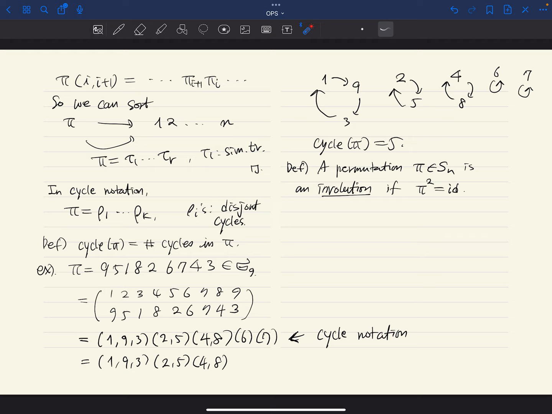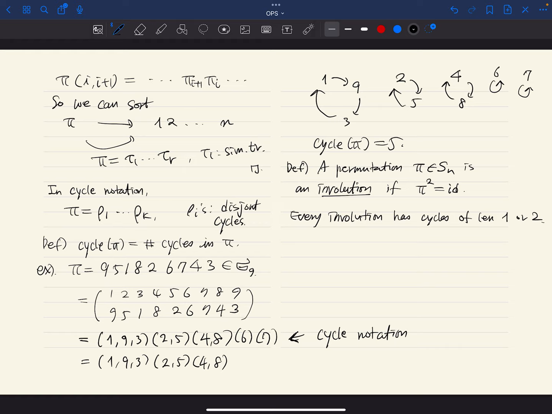And if you consider the cycle structure of pi, if it's an involution, every cycle must be of length 1 or 2, because otherwise, think about this. Pi squared equals identity means if you apply pi twice, every integer must be sent to itself. But if you have a cycle of length more than 2, then you can go twice and still you're not where you started. So every involution has cycles of length 1 or 2.